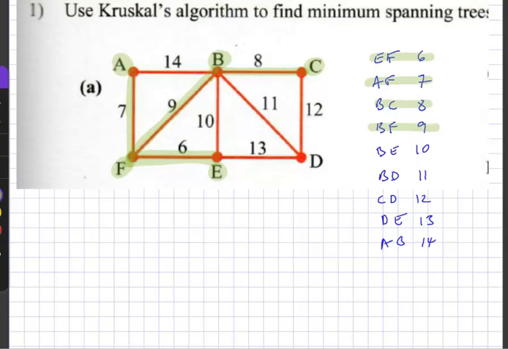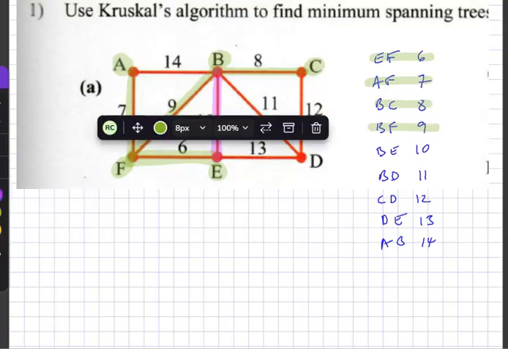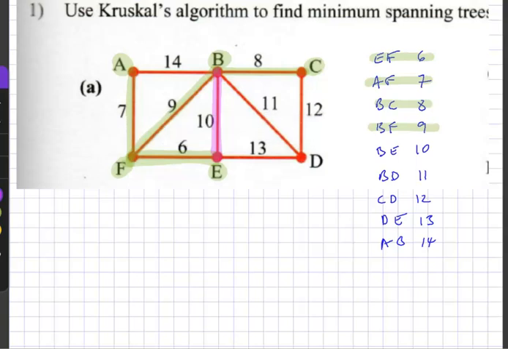Now, if I select BE, which is length of 10, that will create a cycle. You can see that if I connect up that one there, it's now created a cycle. BEF is now a cycle. I didn't need to select BE because B and E were both so far already selected. So taking the edge BE is of no benefit to me. So we're not going to do BE.